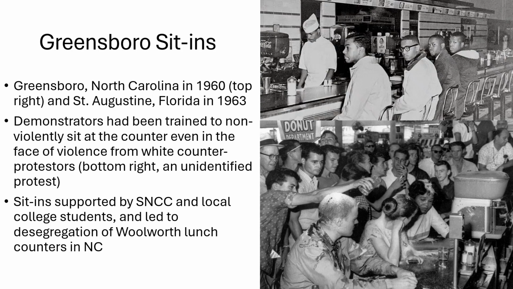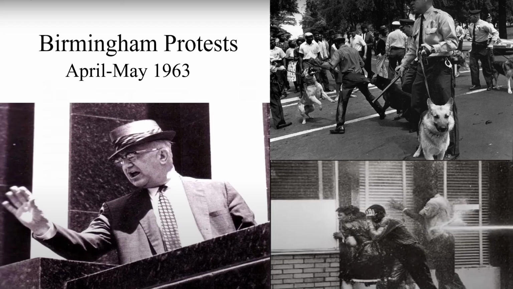Moving into 1963, Dr. King chose to focus the SCLC's efforts on Birmingham, Alabama. And they chose this for two reasons. The first reason was Birmingham's downtown was segregated. Black patrons could not go to the stores in downtown. So there was discrimination to be challenged in the town of Birmingham.